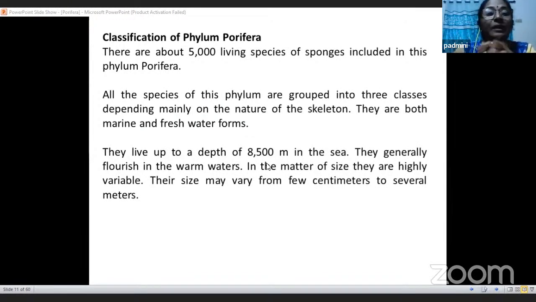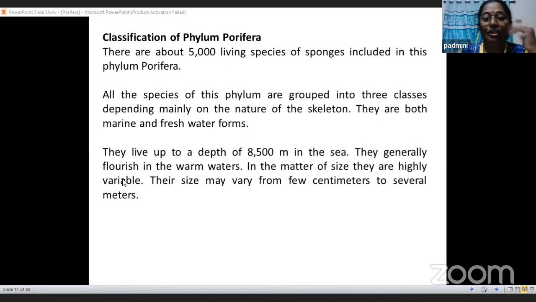Coming to classification, here we are going to talk about the classification only up till class. There are about 5,000 living species of sponges, and all the species of the phylum Porifera are grouped into 3 classes. We are going to talk only about 3 classes, thankfully, not many are present. These 3 classes are divided into 11 or 12 orders, but we are going to talk only about classes. And they live up to a depth of 8,500 meters inside the sea. That deep they are present. They generally flourish in warm waters. They don't like icy waters. And in the matter of size, they are highly variable.